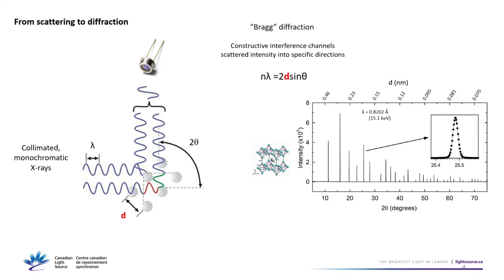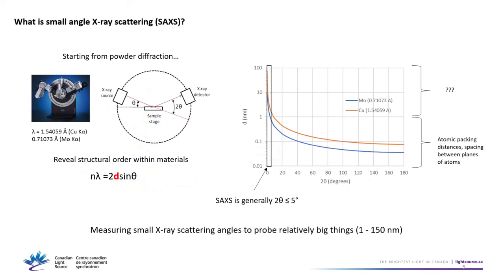You get constructive interference channeled in specific directions based on d-spacings in your sample, ordered planes of scatterers within your sample. And this is what you'd see for a normal powder diffraction pattern. So you already know this. X-ray scattering and diffraction reveals structural order within materials. You might only be thinking so far about the atomic scale, but this can go up to the 150 nanometer length scale, actually. Well, how is that?